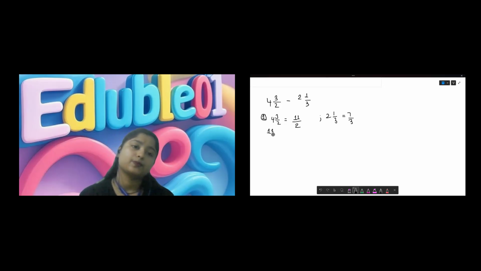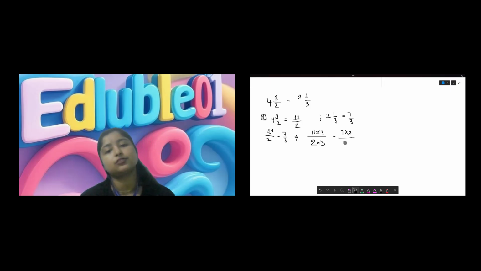11 over 2 minus 7 over 3. To do anything, you need to change the denominator. Exactly. Because they are not like fractions. So, you know the simple rule to change the denominator, you just do 2 times 3 and 11 times 3. This is going to be 33 over 6. And this is going to be 7 times 2 over 3 times 2, right? Because that is the only way that's going to give you the same denominator in this case.